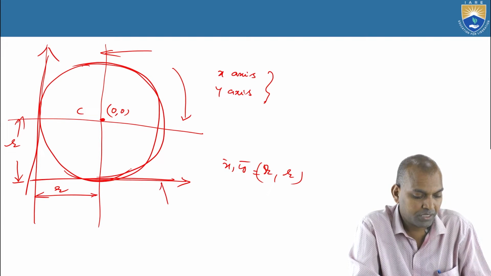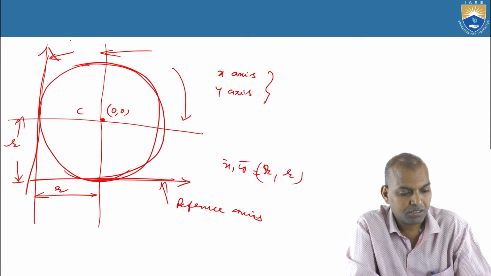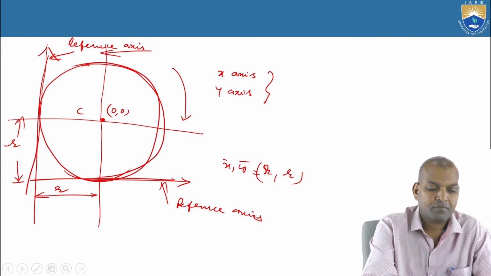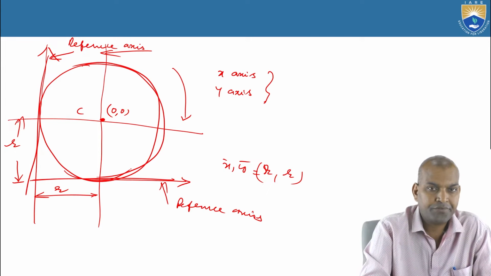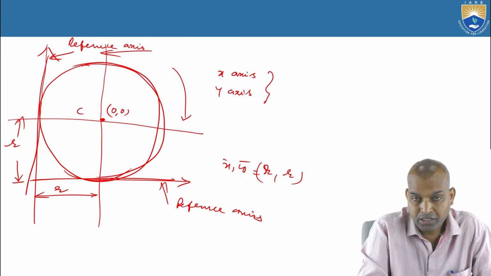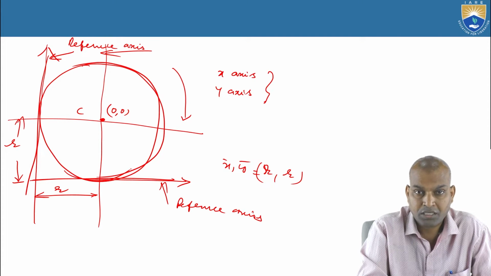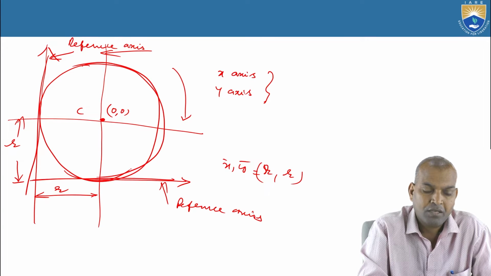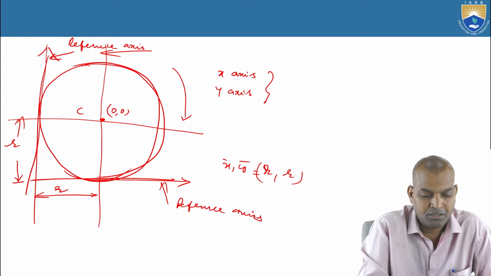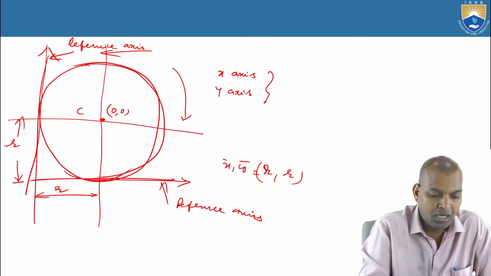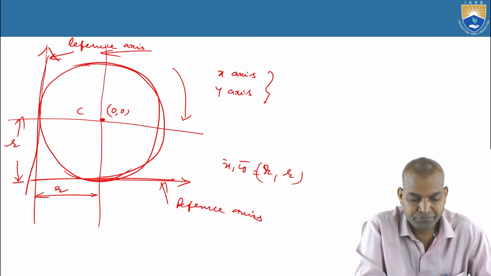Here these are the reference axes. This is also a reference axis. These are the two reference axes. So based on the consideration of the reference axes, the centroid is going to be defined or calculated. These are all simple plane figures, and these are the symmetrical axes; we consider symmetrical figures.